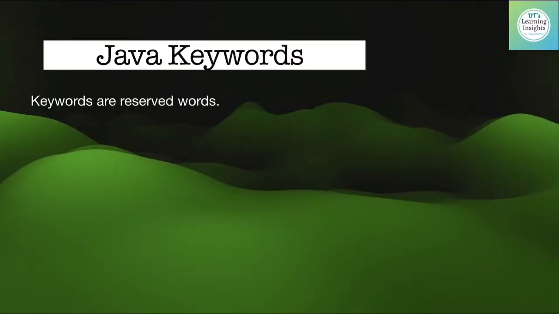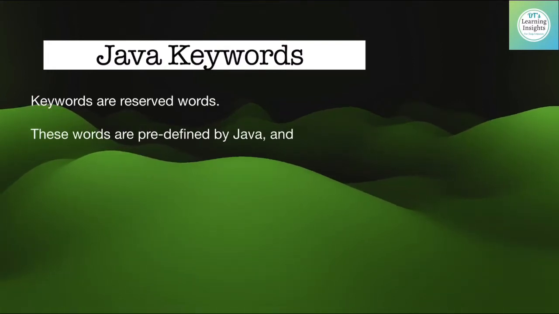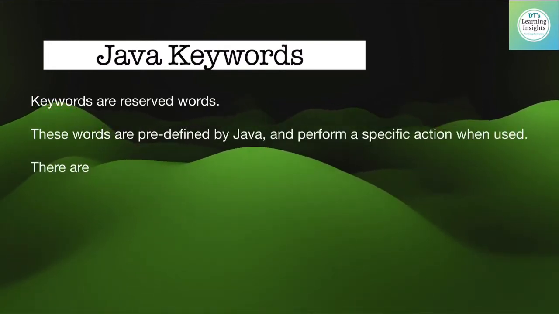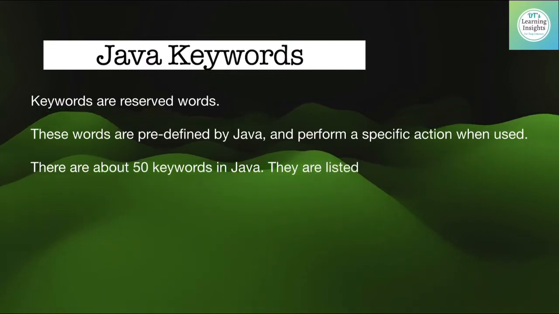Keywords. They are also known as reserved words and they are predefined by Java and perform a specific action when used. There are about 50 keywords in Java and they are listed below. Now let us look into them.